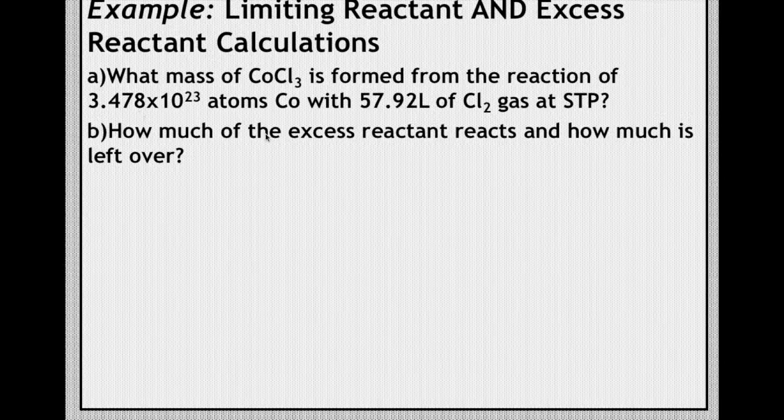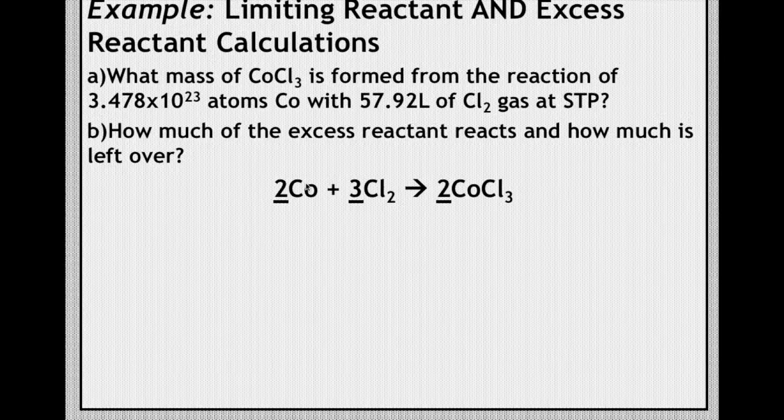Okay, so we want to know how much of it can be formed. First we have to find the limiting reactant and then find out how much we can form. Whatever one's the lowest will be how much is formed. And then here's the new part: how much of the excess reactant reacts and how much is left over.